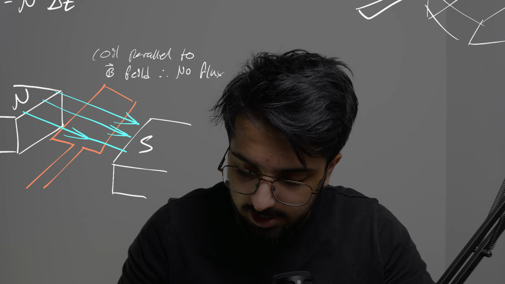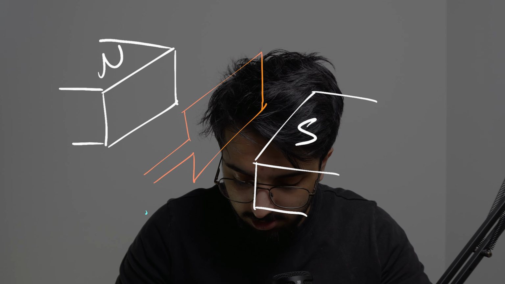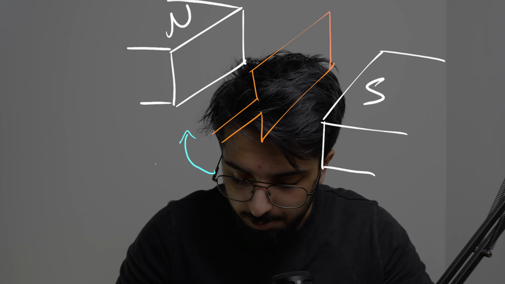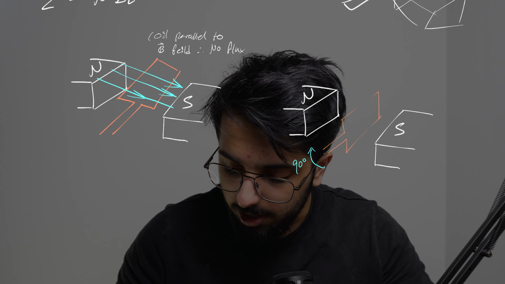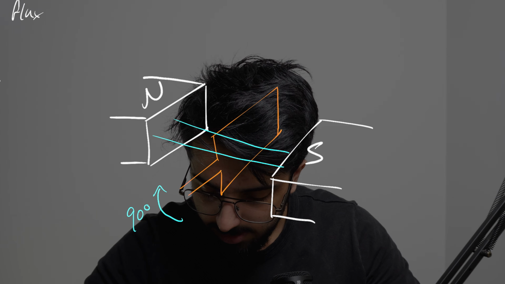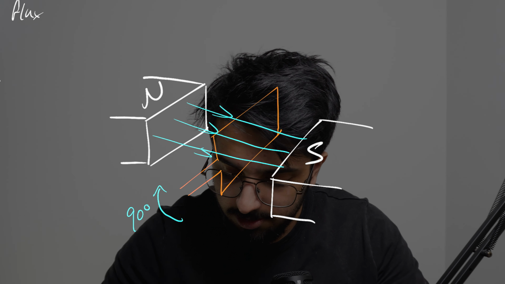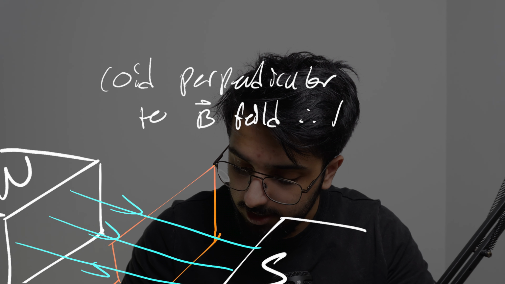However, if we take this exact situation and now rotate our coil by 90 degrees, so we've rotated it this way, in this situation it's flat, and then we rotate it by 90 degrees, and now it's up and down. As you can see, this coil is now perpendicular to the field lines. So in this case, the coil is perpendicular to our magnetic field. Therefore, this is max flux.